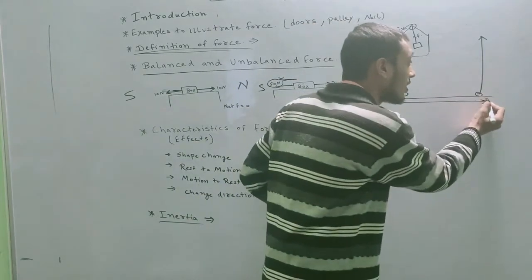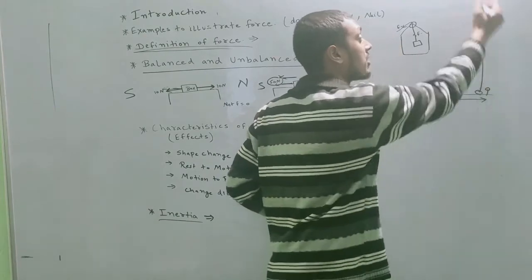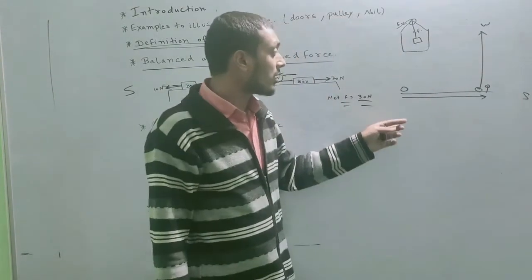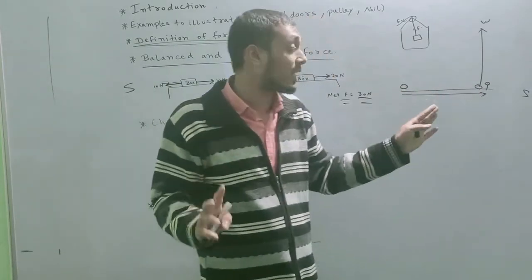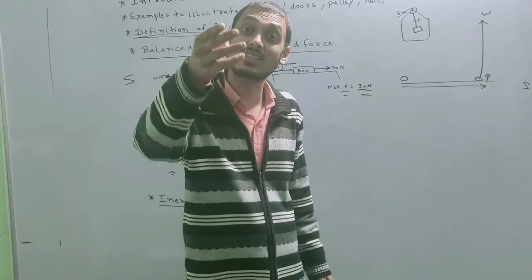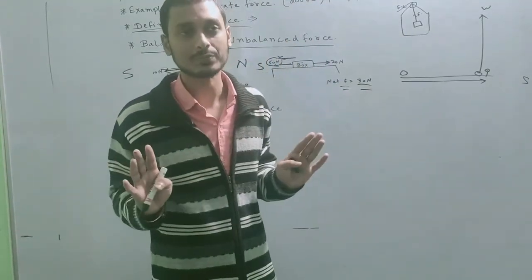Suppose it has come here, there is a player here. He will kick this ball, applying force in this direction. Suppose this is west, this is south. From this example, we note that to change the direction of a moving body, a force is required in that condition also. It cannot happen automatically.